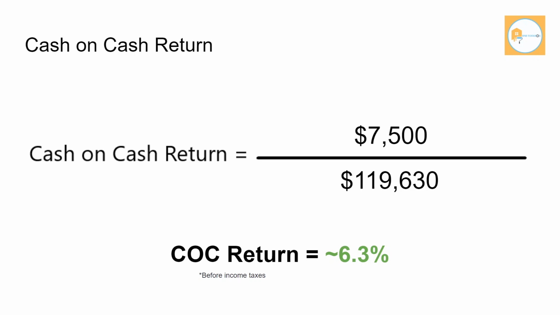So if a stock is returning like 3% on their dividends, this is kind of comparable to that number. Obviously, this is before any income taxes, so keep that in mind as well. When you account for income taxes, this number will decrease.